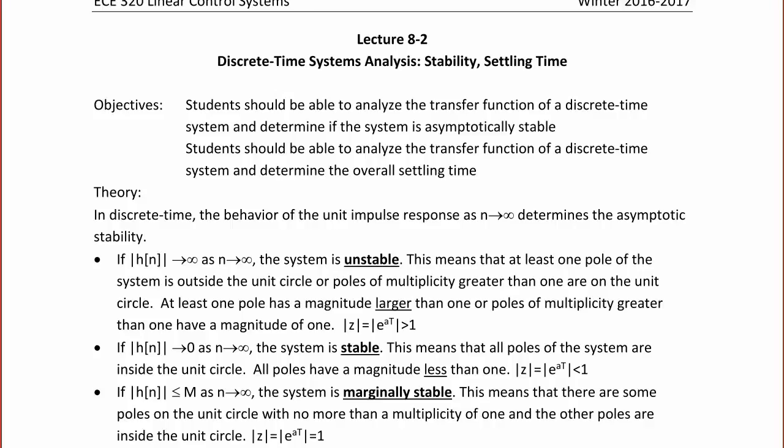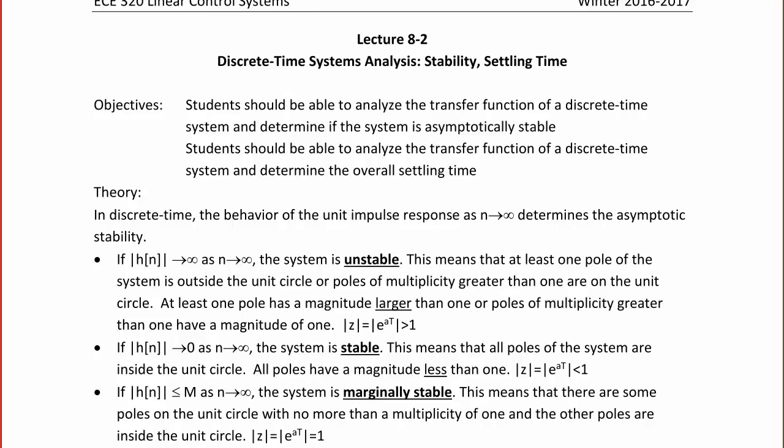In discrete time, the behavior of the unit impulse response as n approaches infinity determines the asymptotic stability. If the magnitude of h of n goes to infinity as n goes to infinity, the system is unstable. This means that at least one pole of the system is outside the unit circle, or poles of multiplicity greater than 1 are on the unit circle. At least one pole has a magnitude larger than 1, or poles of multiplicity greater than 1 have a magnitude of 1, i.e. the magnitude of z equals e to the aT is greater than 1.